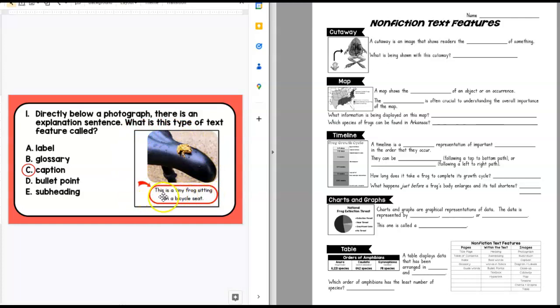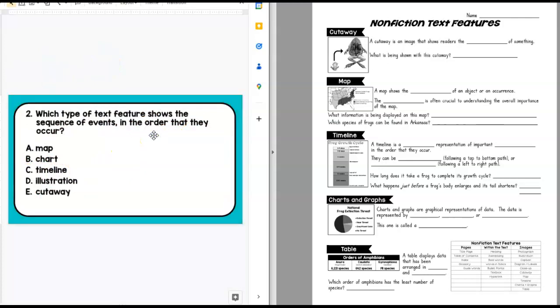Okay, so I'm going to have you work on some task cards to see if you can remember all of these things. Which type of text feature shows the sequence of events in order that they occur? So that's one of the text features we have to know. Is it a map? Is it a chart? Is it a timeline? Is it an illustration? Or is it a cutaway?